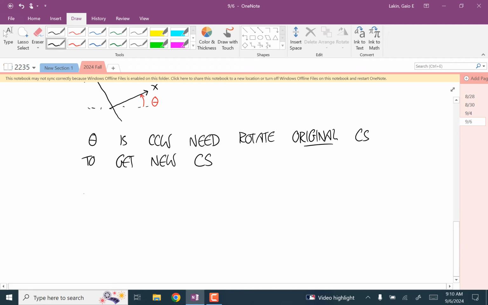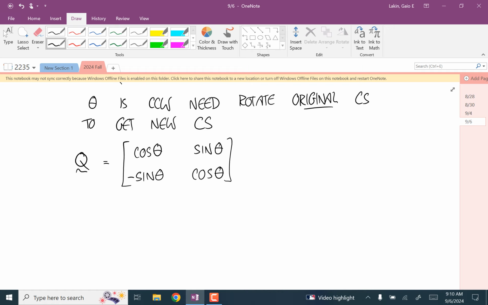Then we're going to define a rotation matrix Q as cosine of theta, sine of theta, negative sine of theta, cosine of theta. And for every vector, the new components of the vector are just equal to that rotation matrix times the old components of the vector.